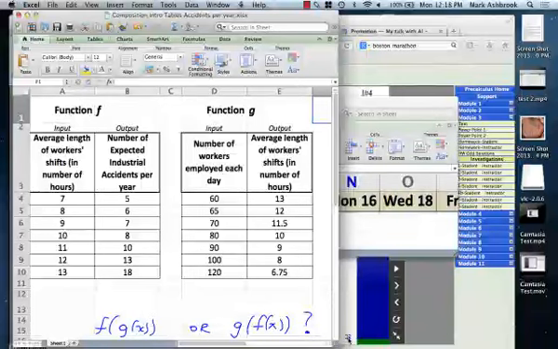One of those makes sense, the other does not. Okay, Christian, you're up. What makes sense? F of g of x or g of f of x? Why?